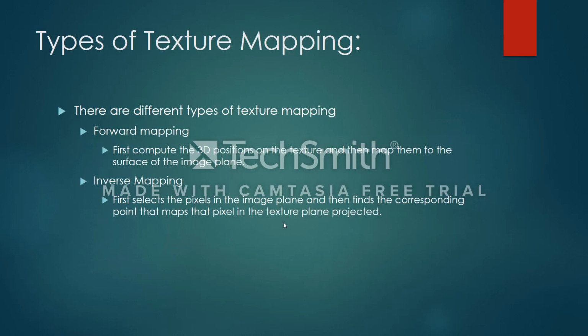What are the types of texture mapping? There are forward mapping and inverse mapping. Forward mapping, as its name indicates, first we compute the 3D positions of the texture and then map them to the surface of the image plane. Inverse mapping is the reverse of forward mapping. First it selects the pixels in the image plane, finds the corresponding point that maps a pixel in the texture plane, and then projects them to that. Map the pixels and project the texture.